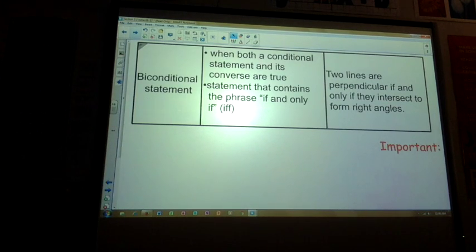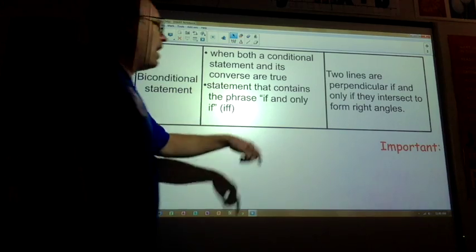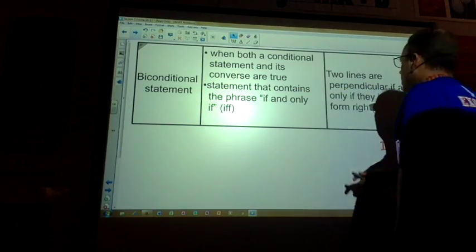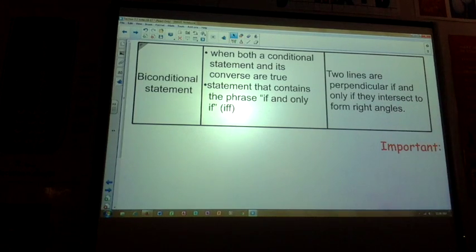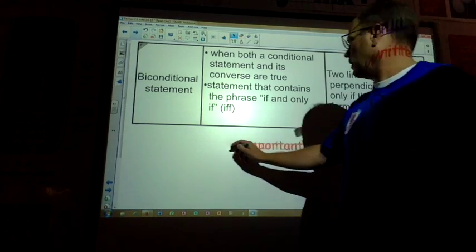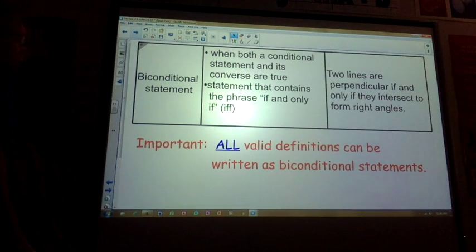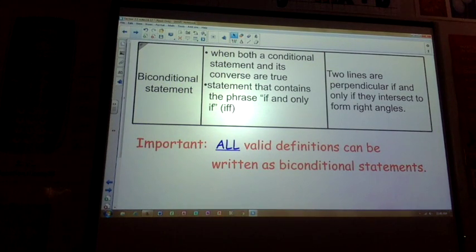When the conditional statement and its converse are true, the statement contains the phrase if and only if, and we refer to that as IFF, not because we can't spell, it's because we're lazy. Two lines are perpendicular if and only if they intersect to form right angles. Important: all valid definitions can be written as biconditional statements. If it's biconditional, you use the term if and only if.